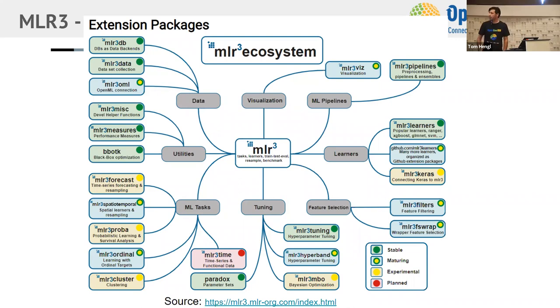So very light. And you can see the maturity level of each different package in the color code: stable, maturing, experimental, and planned. This graph, one month ago, I would say was a bit more red and yellowish, but now it's more just green. So they are really developing fast.